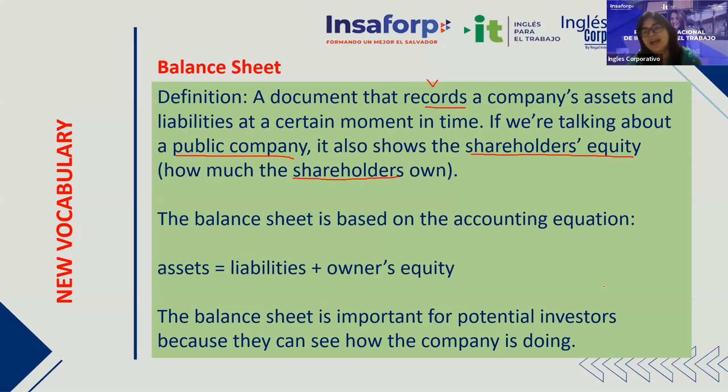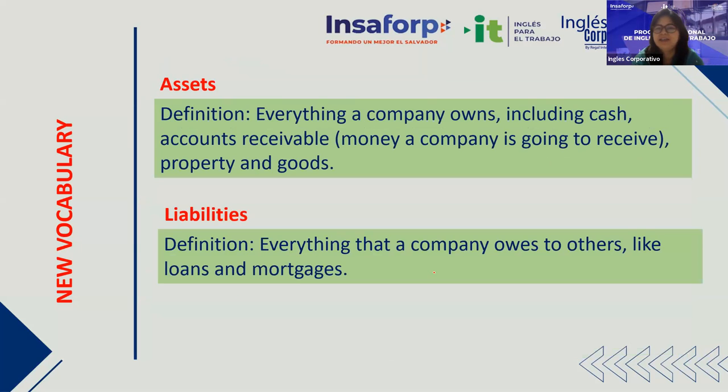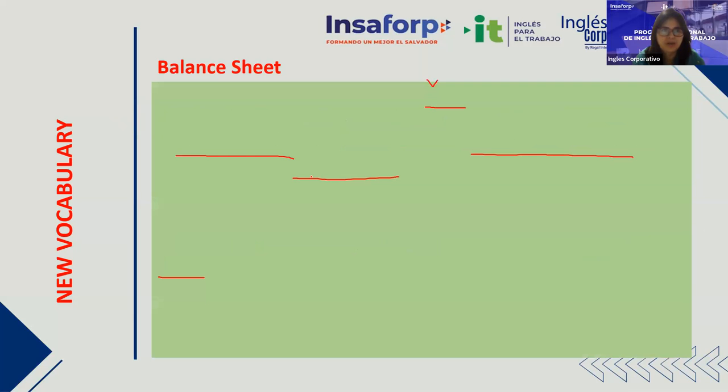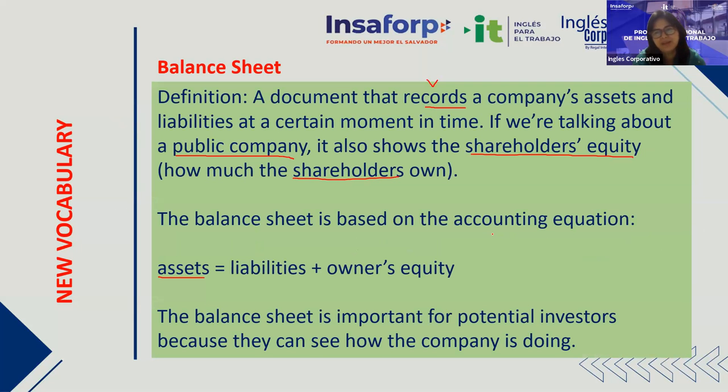The balance sheet is based on the accounting equation. And the accounting equation is this. Assets equal liabilities. ¿Qué eran liabilities? Vamos a ver. ¿Se acuerdan? A ver, taking you back. A liability is everything the company owes to everybody, right? And the assets is everything the company owns. So we say assets, and this is the accounting equation. Assets is equal to liabilities plus owner's equity.